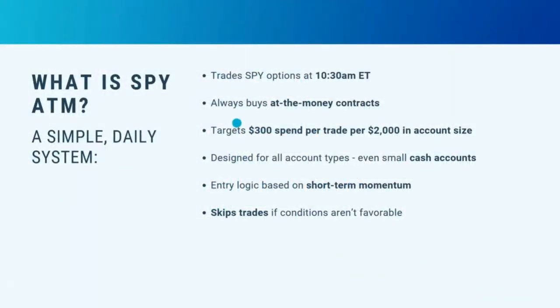It's a simple daily system that trades SPY options at 10:30 a.m. Eastern Time, and it always buys at the money contracts. And this is where we get our name, SPY ATM, at the money. And these first 2 points here were very important to me when I was creating the system. I wanted to make sure we were trading the same ticker at the same time with a predictable options contract.